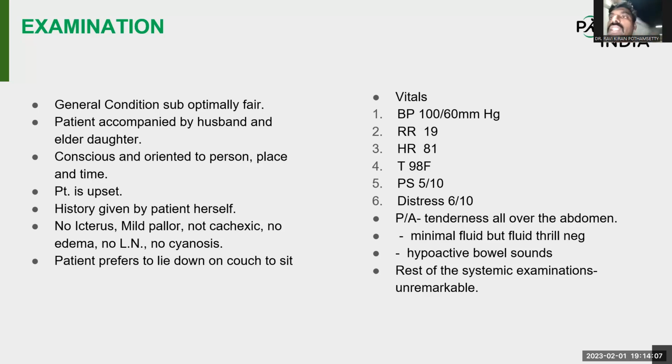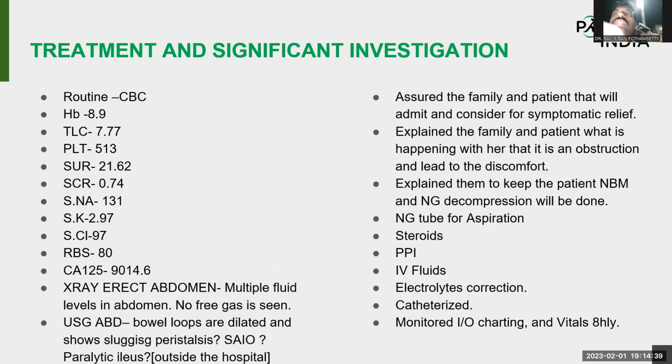The vitals at the time of admission: BP 100/60, respiratory rate 19, heart rate 81, temperature 98. The pain score at that time, abdomen pain was 5/10, and distress score 6/10. For the abdomen, tenderness all over the abdomen, minimal fluid, but no fluid thrill elicited. Bowel sounds were present but hypoactive. Rest of the systemic examinations were unremarkable. Next slide, please.